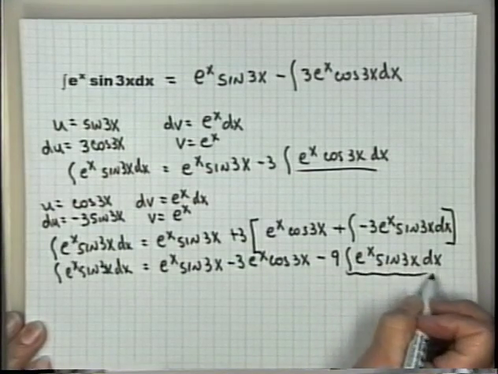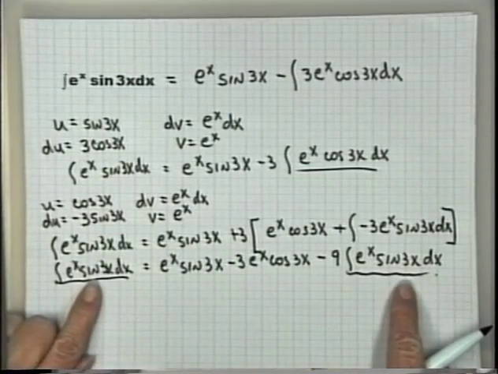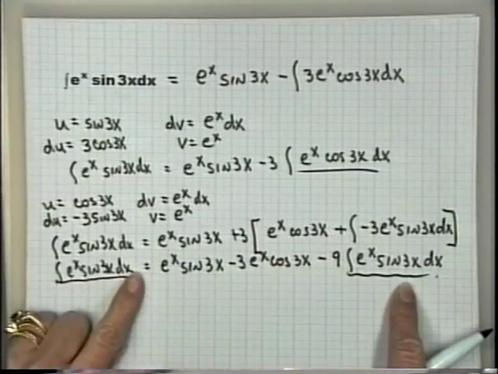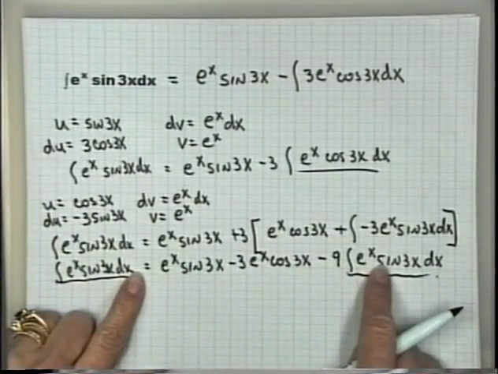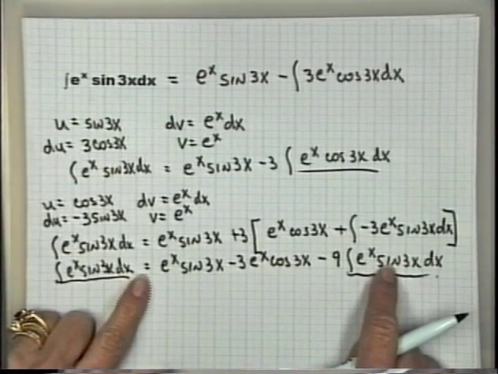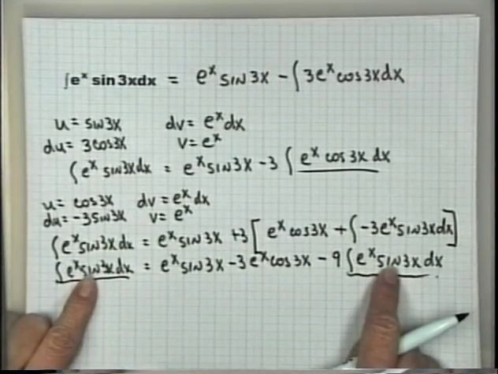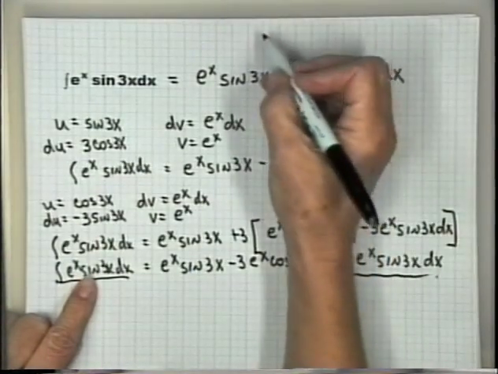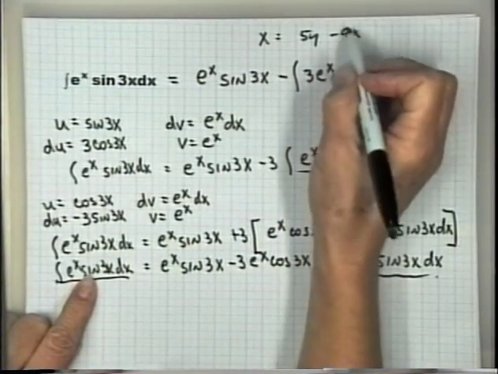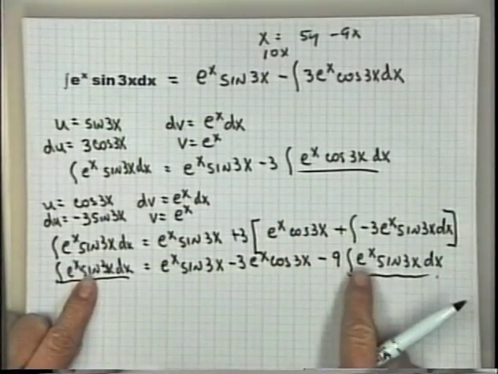Look at this integral and look at what we started with. They are identical, aren't they? And notice we have an equation here. This integral equals this minus this minus this. We don't want to just keep doing parts. In fact, we could do parts forever and never get through, as you can see. But since these integrals look alike, think about if you have an equation that said x equals 5y minus 9x. Couldn't you add this 9x over here and get 10x? That's what we're going to do.